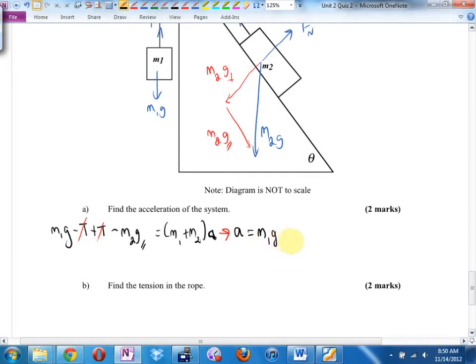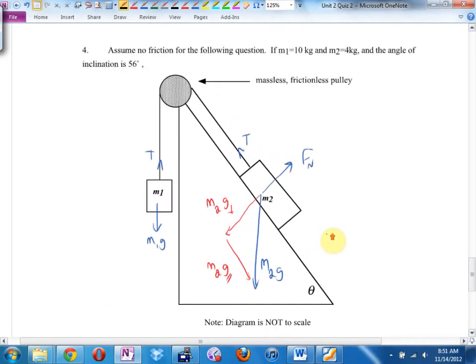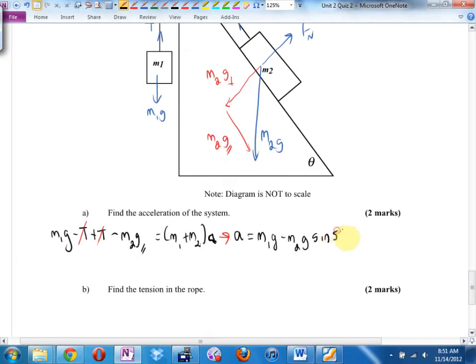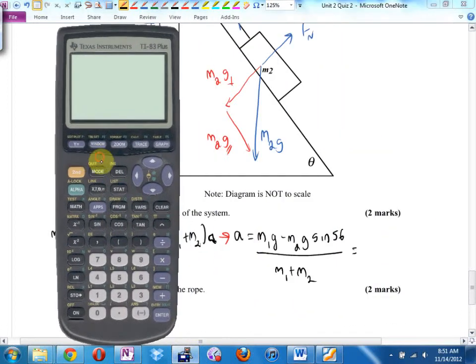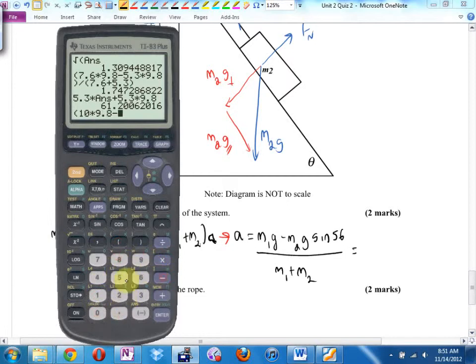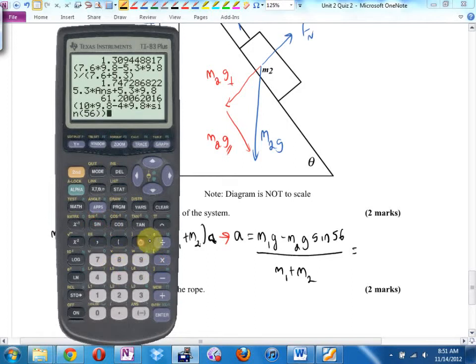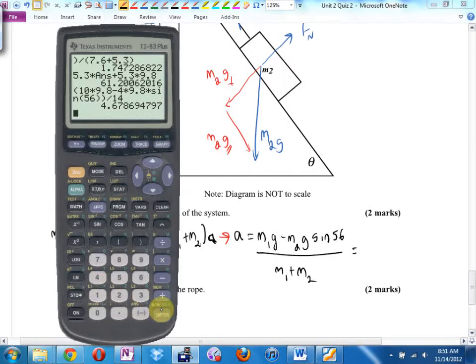m1g minus m2g parallel, which is going to be sine of 56 degrees, all divided by m1 plus m2, which is going to be 10 times 9.8 minus 4 times 9.8 times sine 56, divided by 14, 10 plus 4. Do you get an acceleration of 4.68?